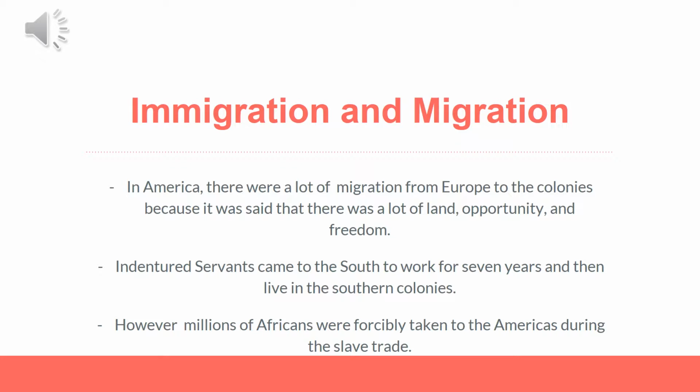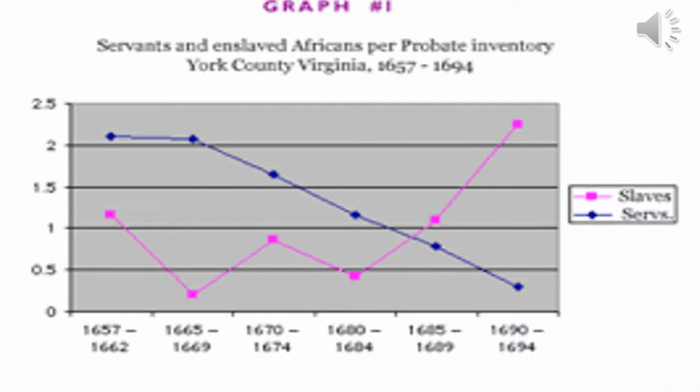They never had freedom. This graph shows how in York County, Virginia, from 1657 to 1694, the number of indentured servants decreased while the number of African slaves increased.